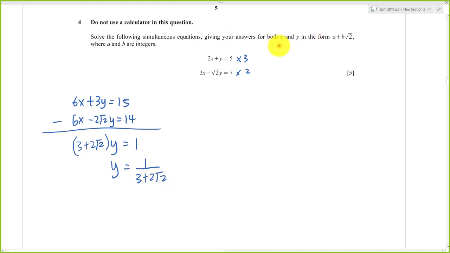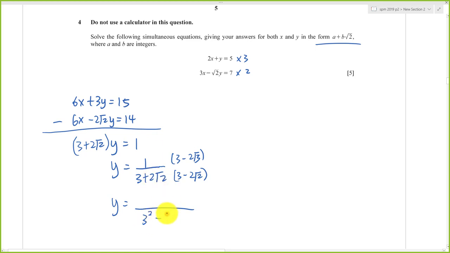They ask you to give your answer x and y in this form. So you know your y cannot stay in this pattern, right? So I need to rationalize. That means this is a plus b, I need to multiply by a minus b, so a minus b, a minus b, because my a is 3, b is root 2 in this case. Then rationalizing, I will get a squared minus b squared.